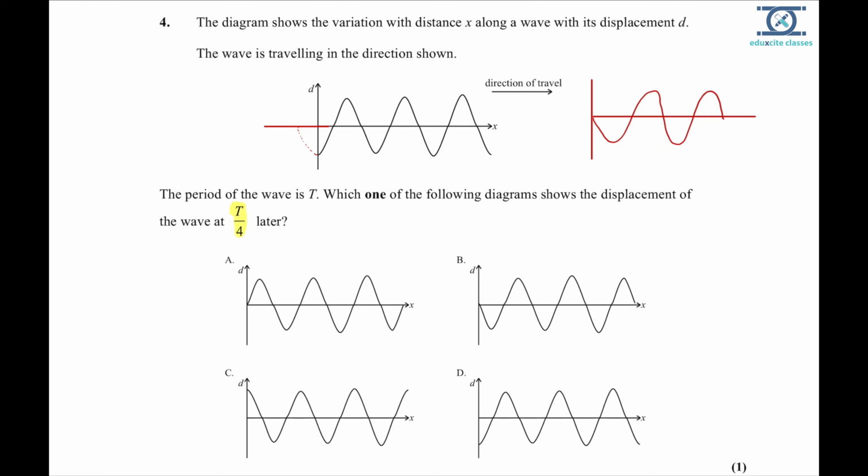So which option is the best suitable one? You can check from the given options, which is option B. So you just shift the wave by T by 4 in the direction of the wave travel, and you will get your answer.